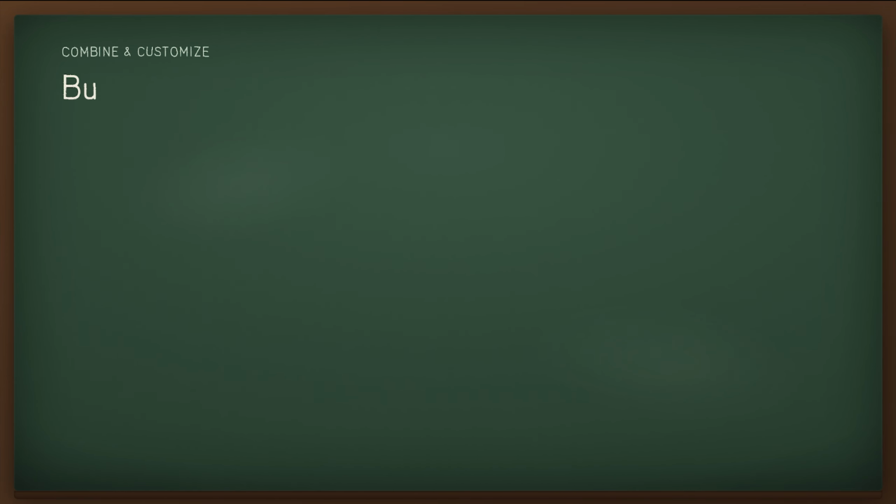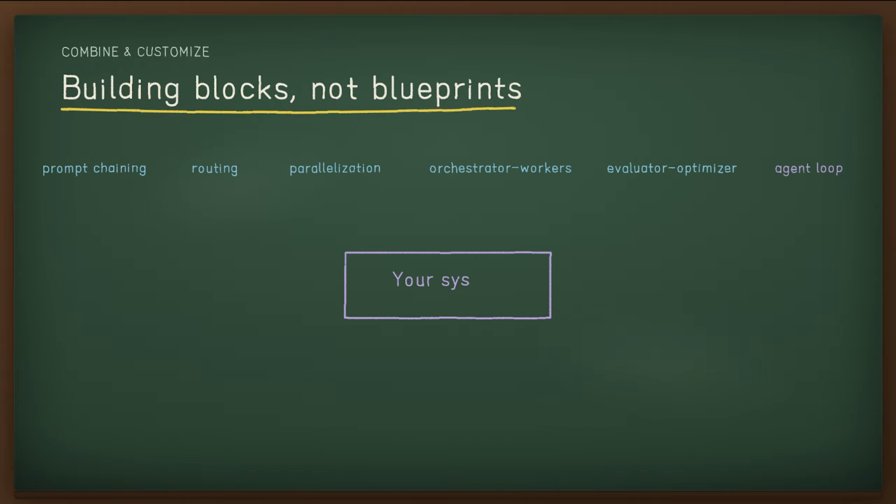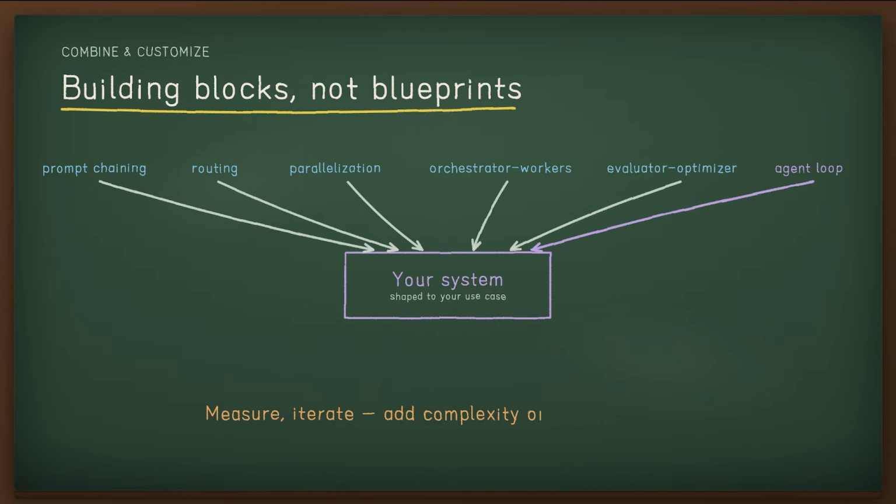One thing to stress, these aren't prescriptive blueprints. They're common patterns you shape and combine for your own use case. And the key, as with any model feature, is to measure performance and iterate. Add complexity only when it demonstrably improves outcomes.